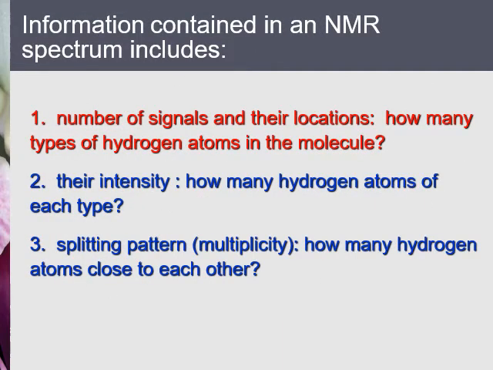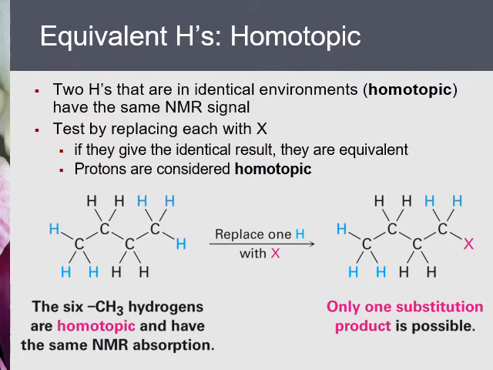Here shows some information proton NMR can give us. How many types of hydrogen atoms are in a molecule? How many hydrogen atoms are in each type? And how many hydrogen atoms are close to each other? And we are going to discuss each of them in detail. First, let's go over different types of hydrogens.